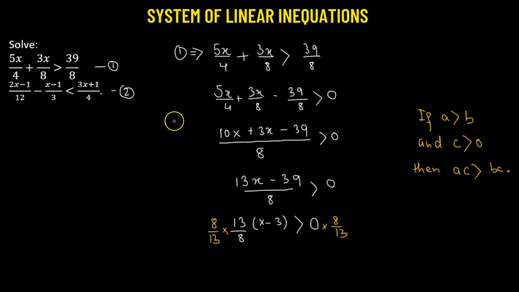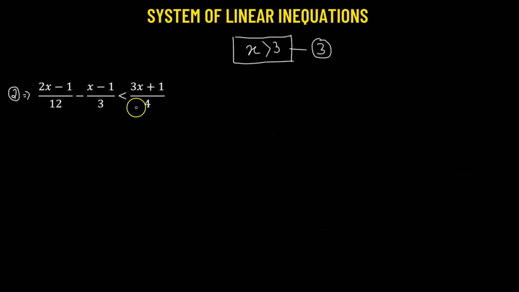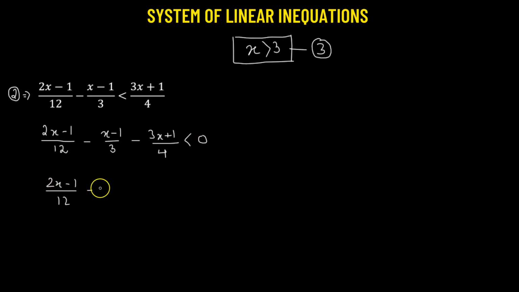Now we will consider inequation number 2. We'll transpose 3x plus 1 over 4 to the left hand side. This will give us 2x minus 1 divided by 12, minus x minus 1 divided by 3, minus 3x plus 1 divided by 4, less than 0. Now, for the first term, we keep it as it is. We have 2x minus 1 divided by 12, minus.